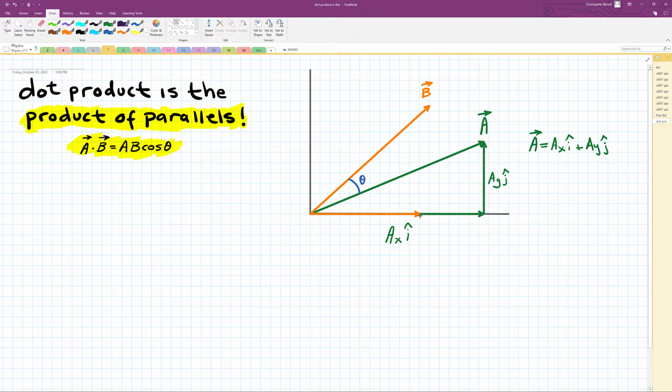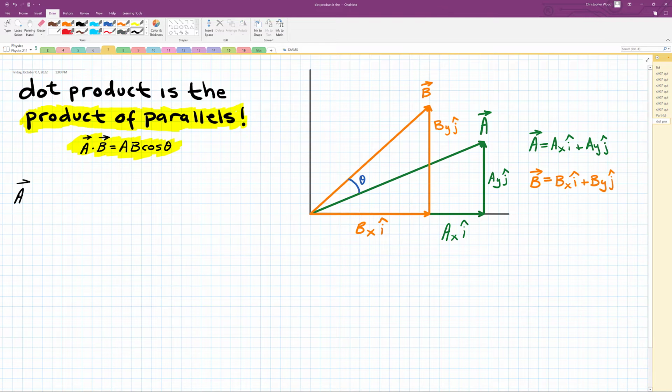Now I'll do the same thing for vector B. Here's the x component of vector B, which I will label as B subscript x i hat. Here's the y component of vector B, which I will label as B subscript y j hat. So I can similarly express vector B as Bx i hat plus By j hat. This is the unit vector form of vector B.